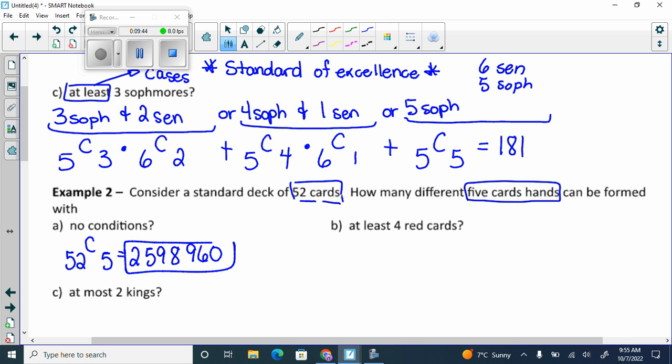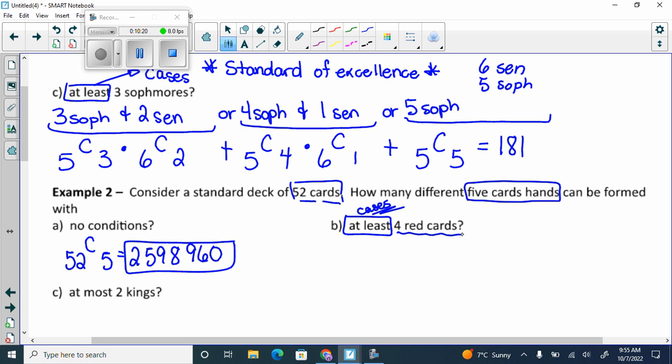Perfect. Now the next one says at least. Means I'm going to get cases. At least 4 red cards. Let's think of it as money instead of cards. At least $4 means I need $4 or less? At least $4. Walk into a store. When you walk into a store, at least $4, you need 4, right? Or more. I know you know that.